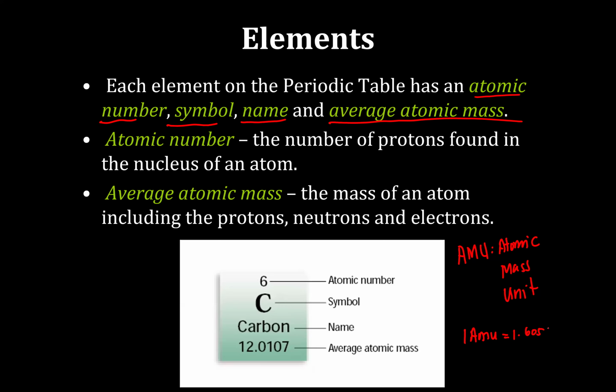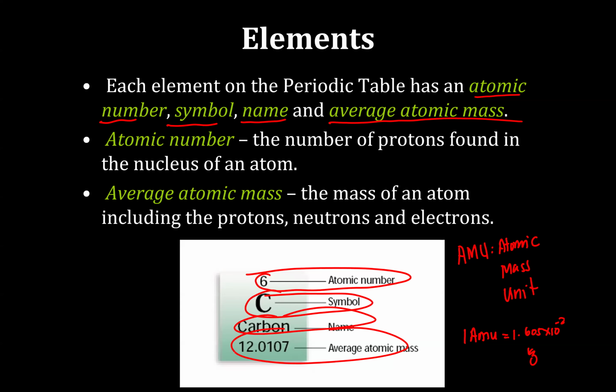1.66054 times 10 to the negative 24 kilogram. So that's a very, very small mass. So, average atomic mass. Within that small box, you have all of this. You have the atomic number usually here. That's the symbol C for carbon. The name is carbon. And then you have the average atomic mass, 12 AMU.